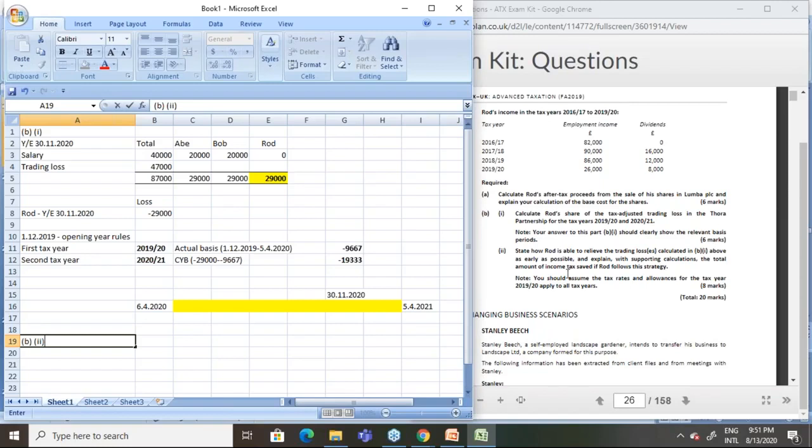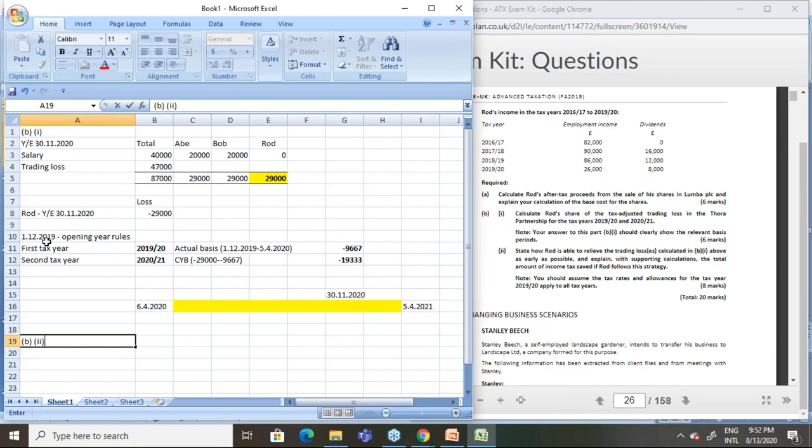Okay, here you have to get the relief as early as possible. Now for Rod, this is a newly started business as he joined the business for the first time on the 1st of December 2019. It's a new business for him. If that is the case, these are the reliefs available.